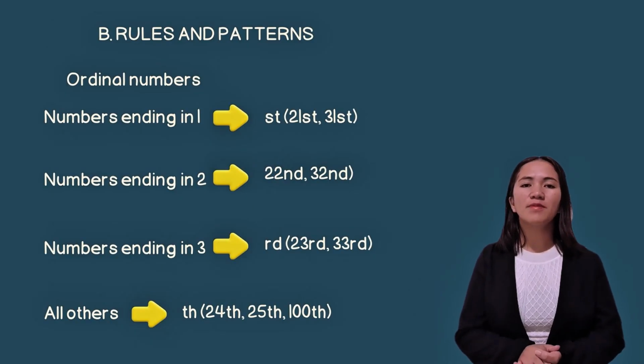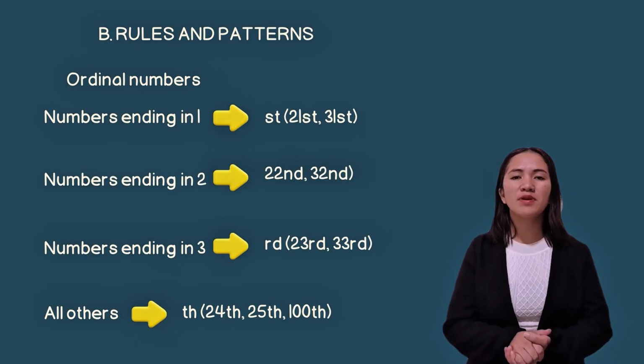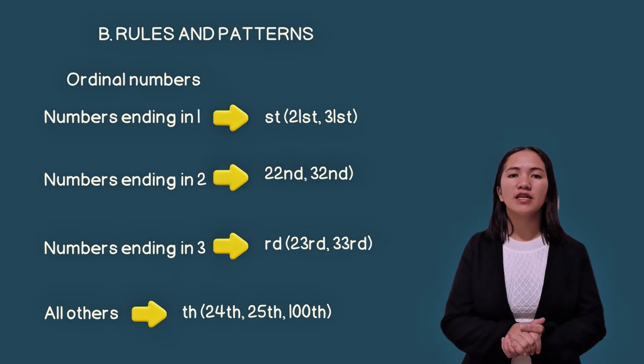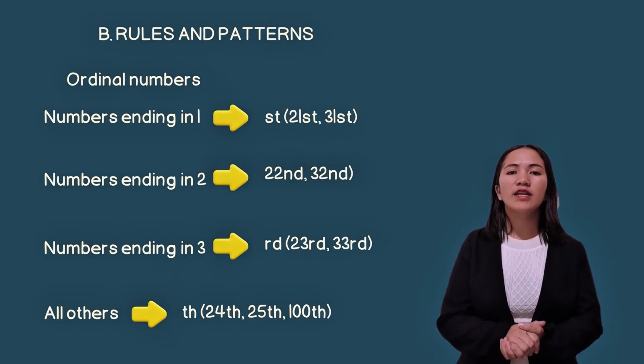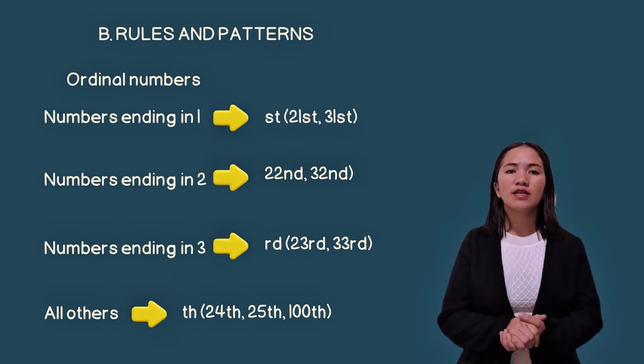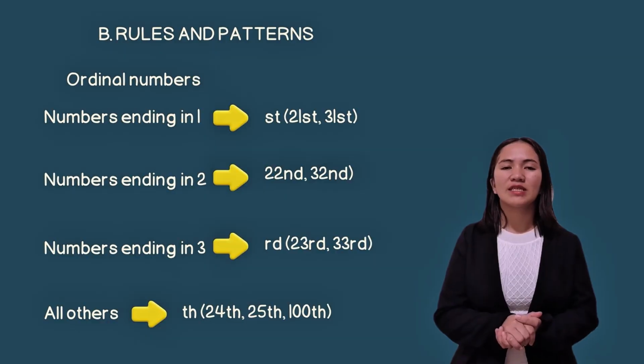Now let's talk about the rules for writing ordinal numbers. First, if the number ends in 1, we add st. For example, the number is 21. So if we add st to 21, it will become 21st. Second, if the number ends in 2, we add nd. For example, the number is 22. If we add nd to 22, it becomes 22nd.